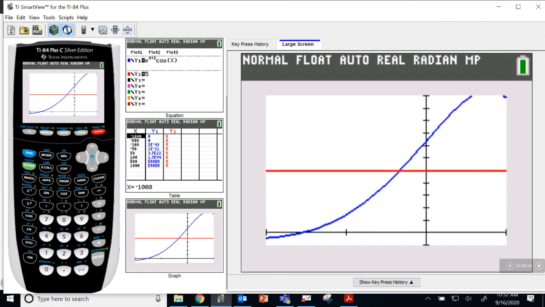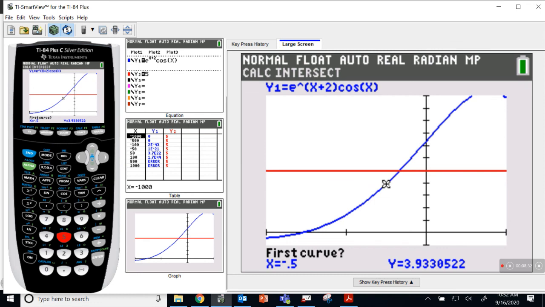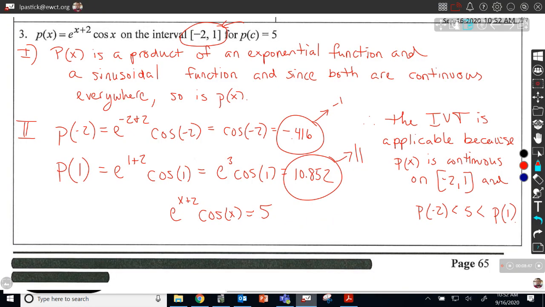So what do I got to do? I got to find where these two guys cross. So I'm going to go to second trace. I want to know where they intersect, which is option 5. There's only one intersection on my screen, so if I just hit enter 3 times, 1, 2, 3, it should tell me that the intersection is at -0.334. And that is the value.